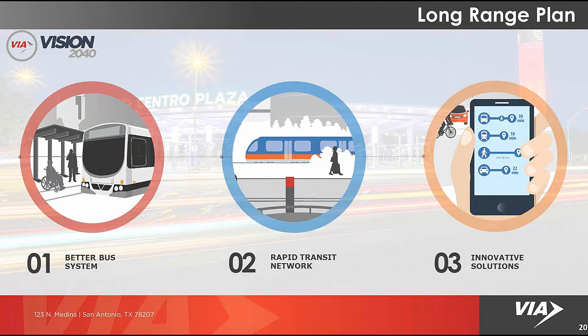So with all this effort, we were really able to ensure that our plan was reflective of the community's priorities, and the resulting plan ended up in three major elements. One, a better bus system, two, a rapid transit network, and three, innovative solutions. So the better bus system, I believe, was a major outcome of the input we heard from existing bus riders. People recognize the need for better street lighting, better crosswalks and sidewalks, more frequent buses.